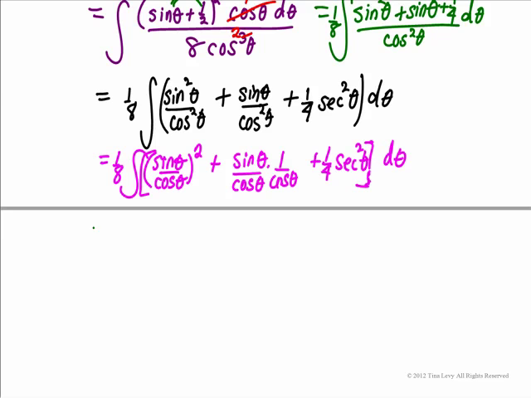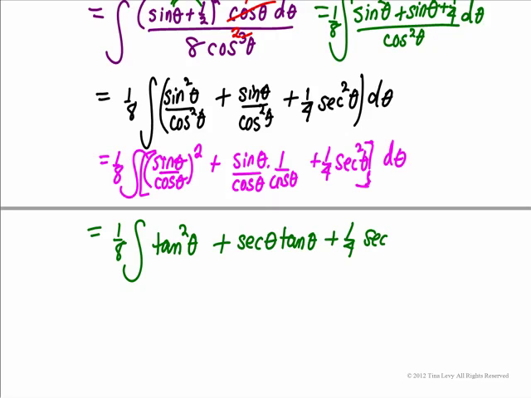We can now rewrite these as 1/8 the integral of tangent squared theta, this is a tangent times secant, so I'll write it secant tangent, and 1/4 secant squared theta, all of that d theta. This one, we know these last two, but if I change this, this becomes a secant squared minus 1. I have an antiderivative I know the answer to.